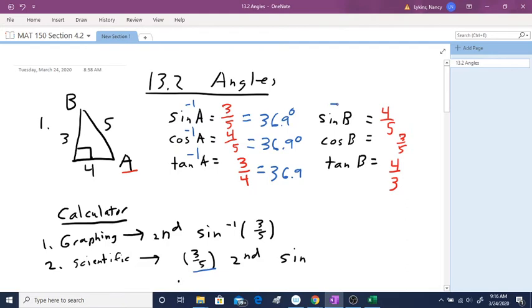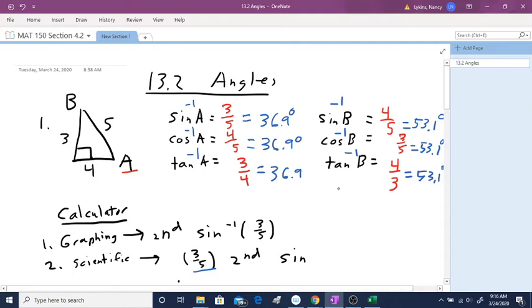And for practice, continue to do this with B. Now, angle B, do the exact same process. So for the sine, those with the scientific calculator would put in parentheses 4/5, second and sine, because that's what we're using to find the angle B. And you should come up with 53.1. I'm going to give you some time to work on this.